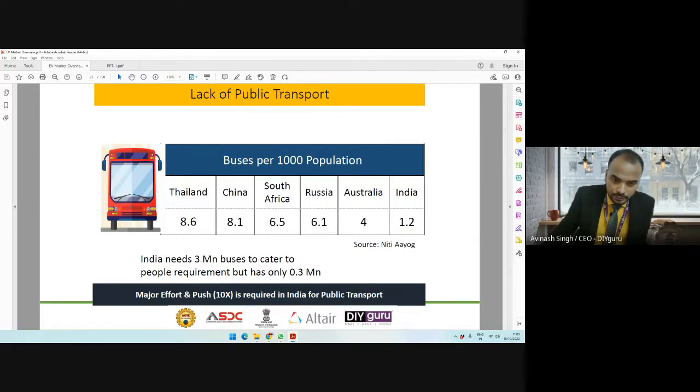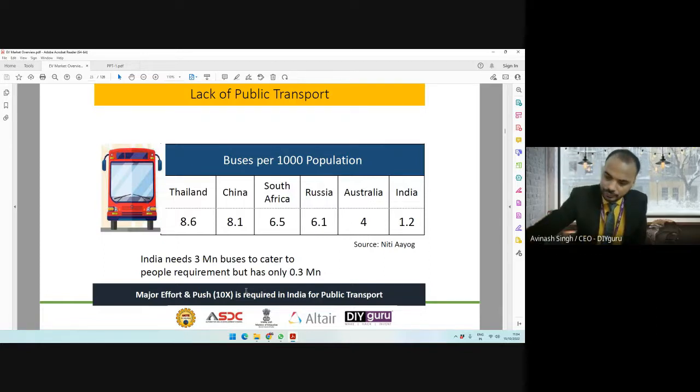So I think a major effort and push, almost 10 times, is required in India for public transport. So this is a major focus for the Ministry of Heavy Industries as well. More and more electric buses would be there every day nowadays.